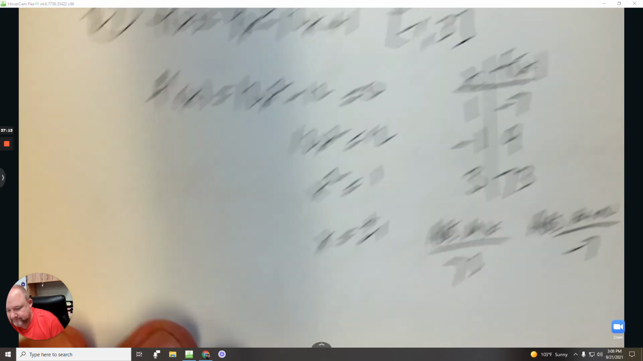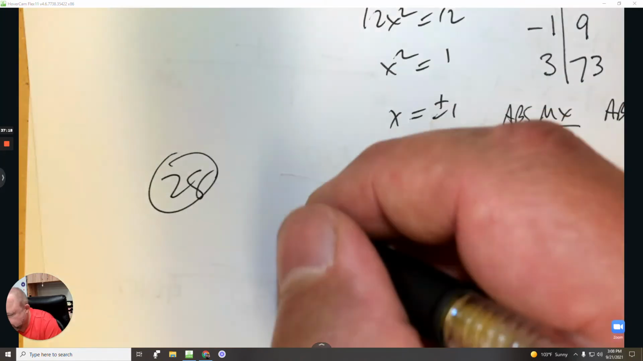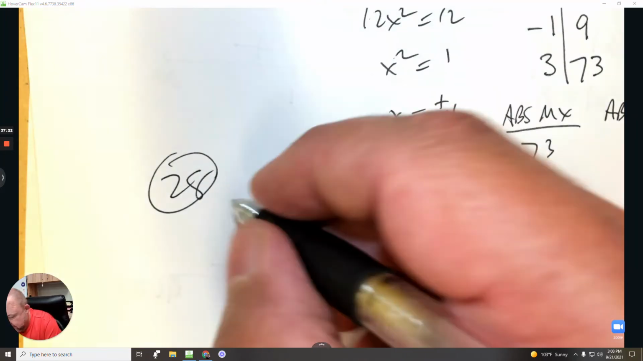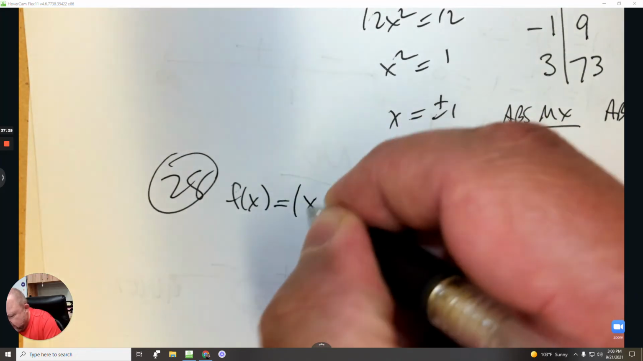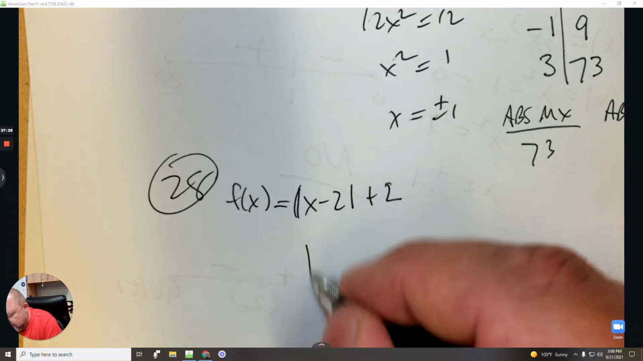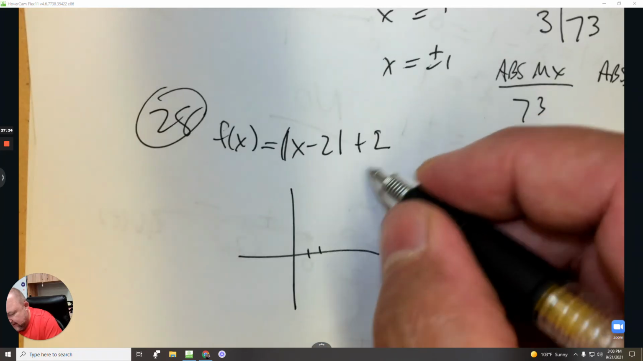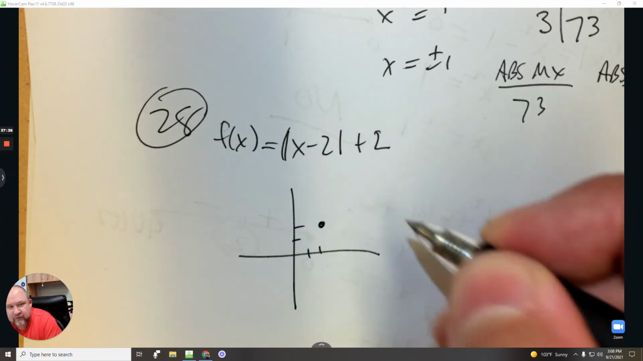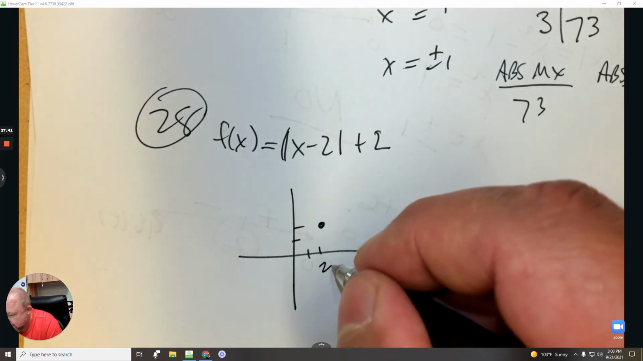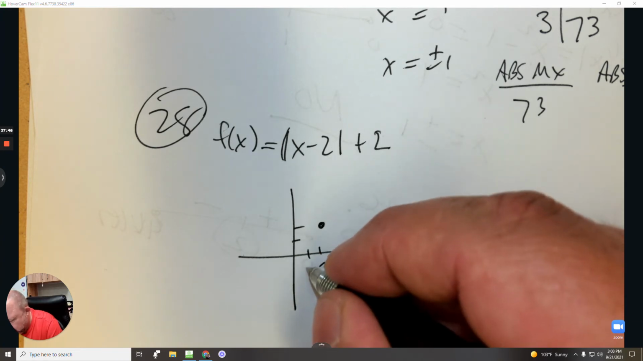28. Without using a calculator, find the absolute extreme of this. Whenever it's absolute value with calculus, we should graph it. So if I graph this, it'd be h, k. So the h is 2 and the k is 2. So at (2, 2) is the vertex, and then it goes up from there. And it's graphing from 1 to 4.